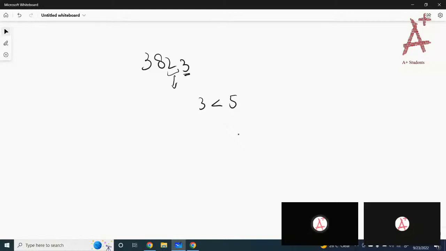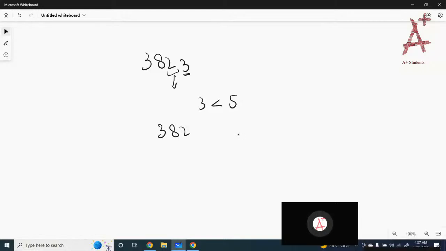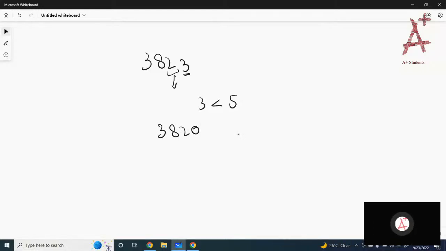That means you have nothing to do. You just need to replace the other digits at the right hand side with 0. So the correct option is 3820. Got it? Select the correct option and click on the OK button.